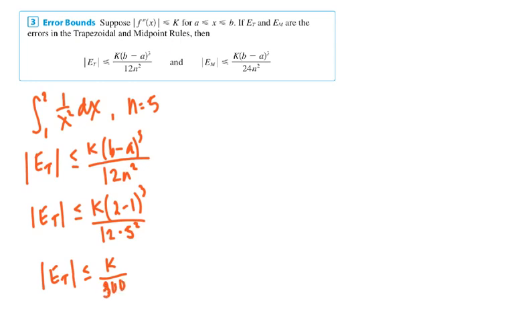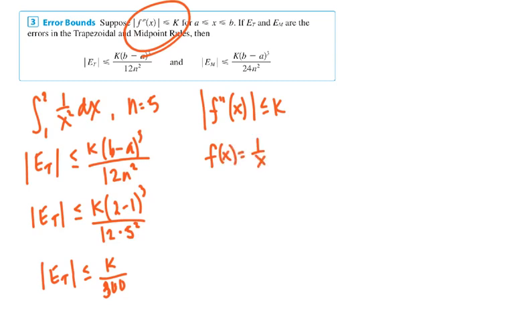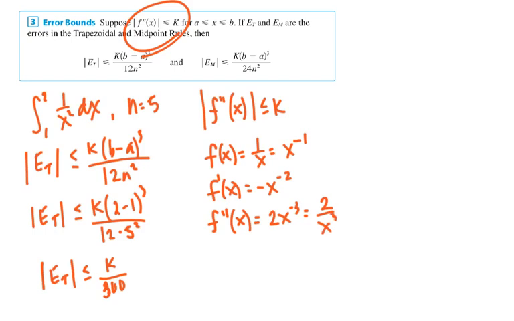Now if we talk about k, k comes from right here. So it says f double prime of x. Well, in this case, f of x is 1 over x. So we need to find the absolute value of f double prime of x is less than or equal to k. So f of x equals 1 over x. This means the derivative, by the way, that's x to the minus 1. The derivative is negative x to the minus 2. And the second derivative is 2x to the minus 3. So we basically have 2 over x to the third.